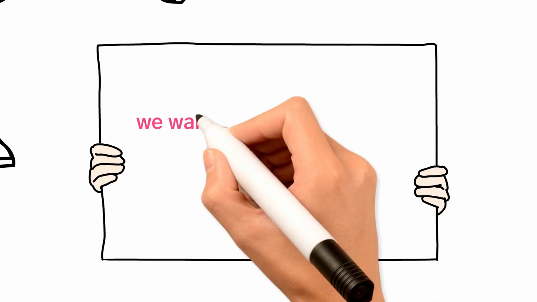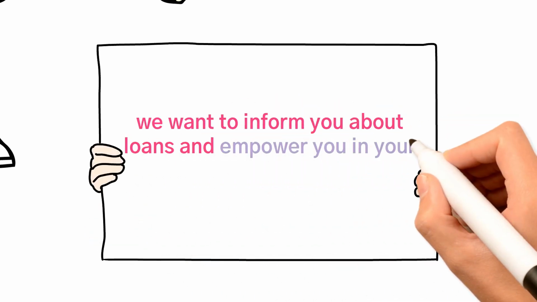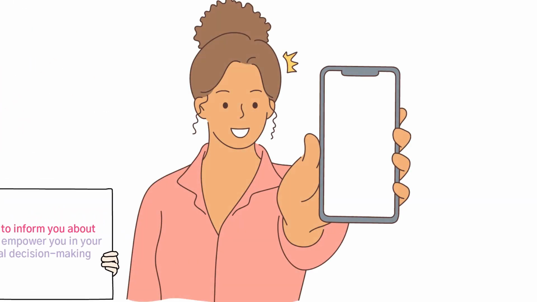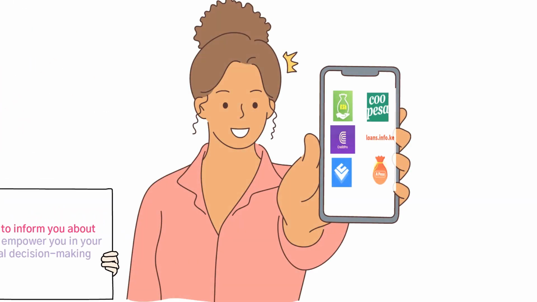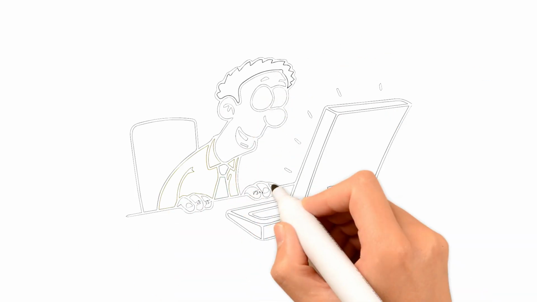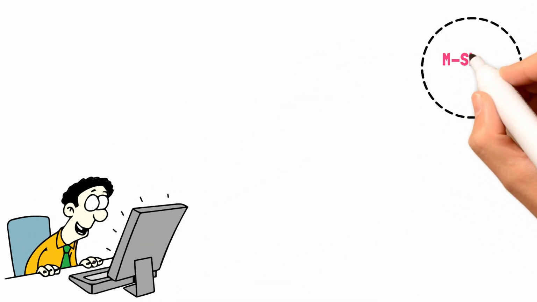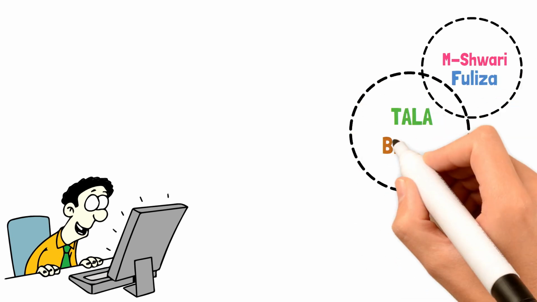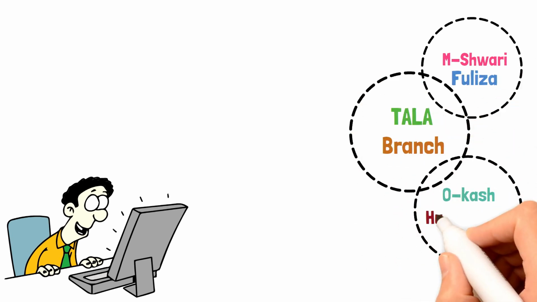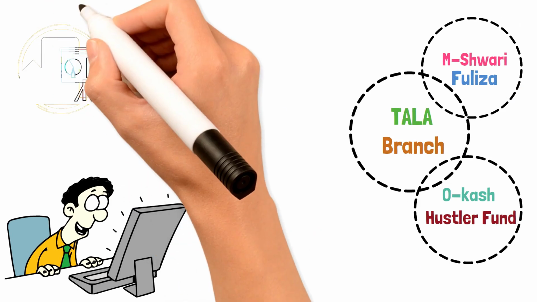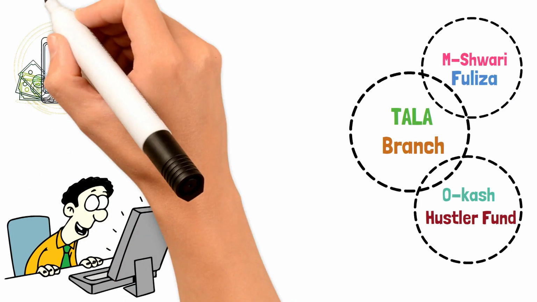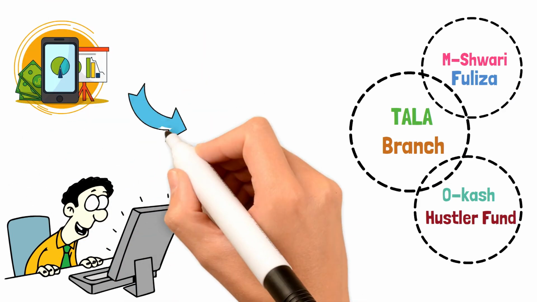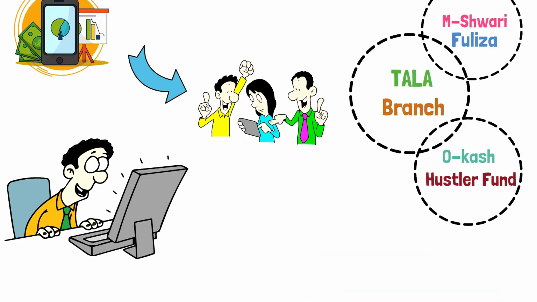Hello. Today we want to inform you about loans and empower you in your financial decision-making. We want to help you understand the terms used in borrowing digitally on your mobile phone devices. Options for digital borrowing currently available are, for example, M-Shwari, Fuliza, Tala, Branch, O-Cash, or even the recent Hustler Fund that was introduced by the government, allowing Kenyan citizens to borrow money through their cell phones, a digital lending platform.